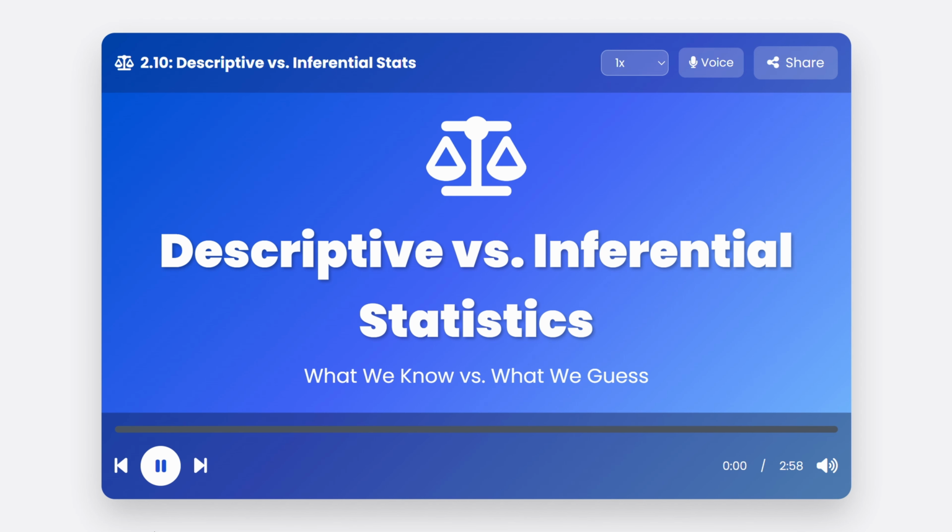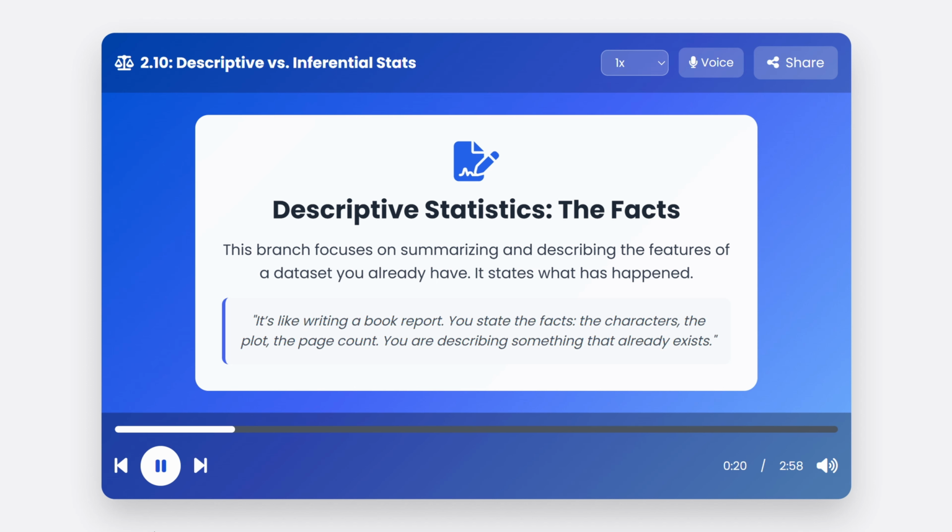Welcome back. In our last lesson, we introduced statistics as the science of data. Today, we're going to make a critical distinction between its two main branches, descriptive and inferential statistics. Understanding this difference is key to understanding the entire AI workflow. Let's start with descriptive statistics.